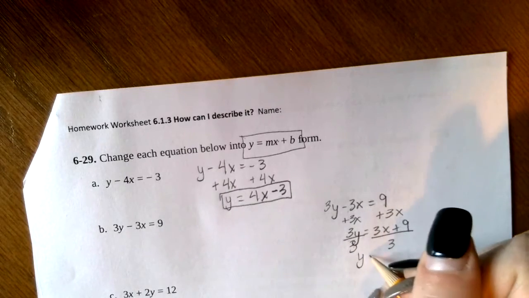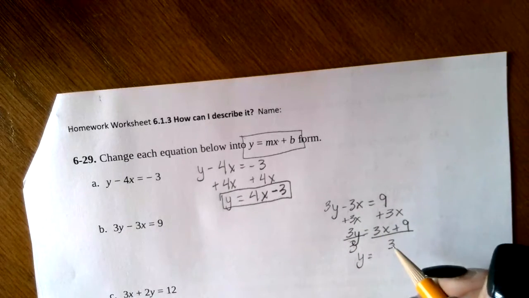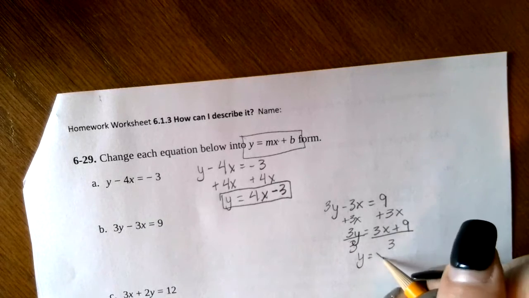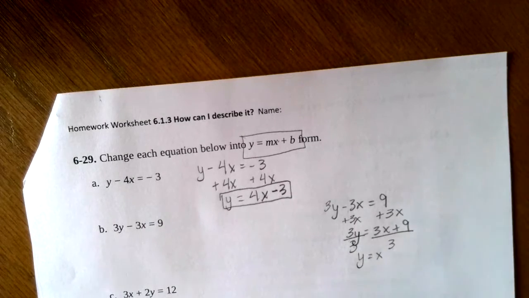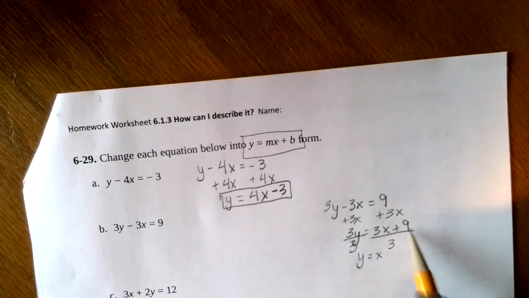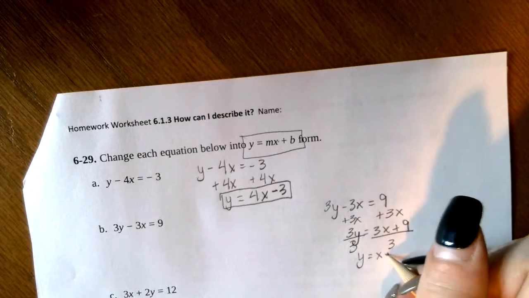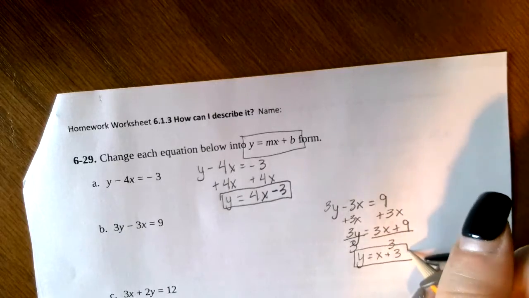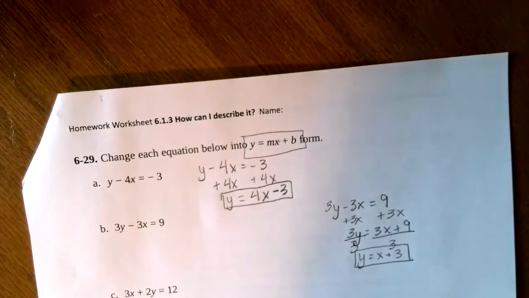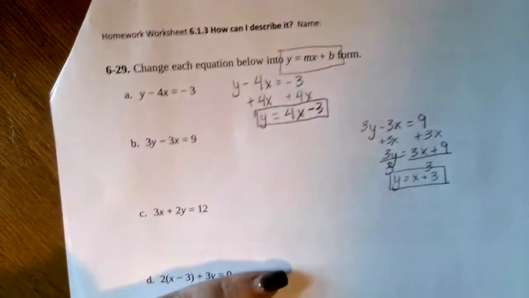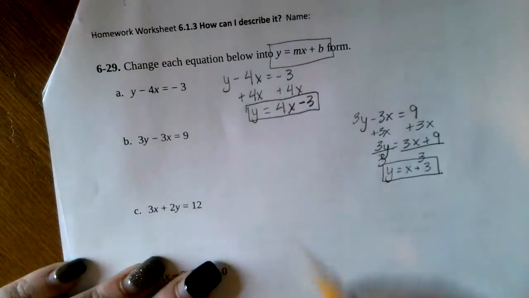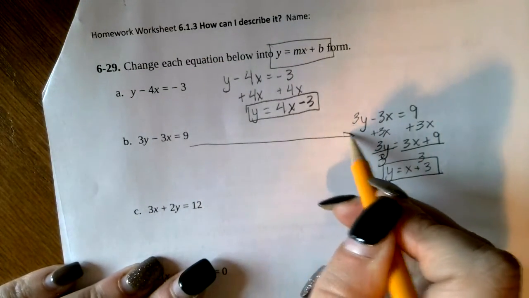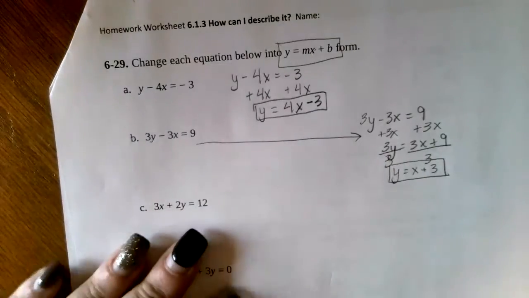So that means y equals 3 divided by 3 is 1, right? So that's just x. I don't have to write the 1, I can just write the x. Now, 3 goes into 9 how many times? It goes in 3 times. So my equation here is y equals x plus 3. Okay, hopefully that one makes sense. All right, let's just draw a little arrow so I remember which one's which. All right, letter C here.